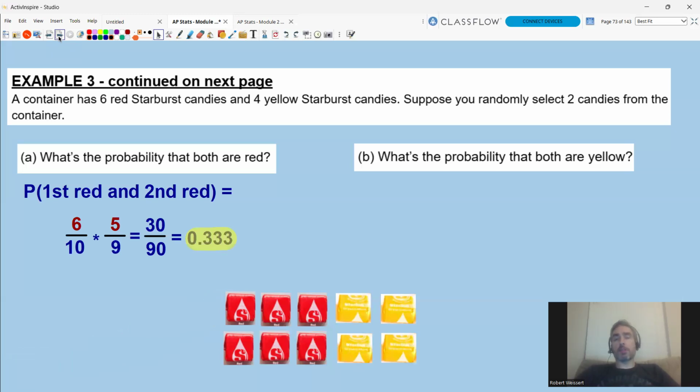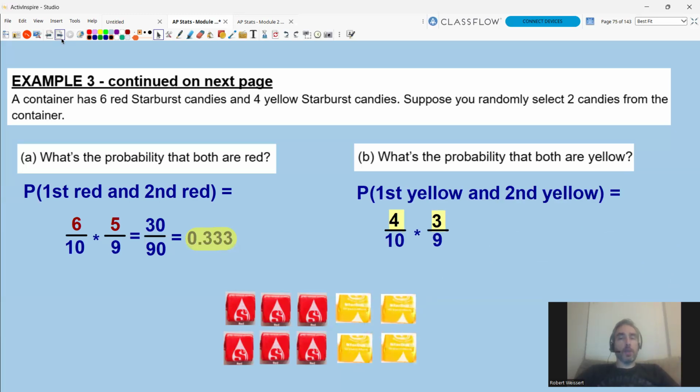Well, how about part B? What's the probability that they're both yellow? You're going to do the same thing. Although in this case, if we're going to take a yellow out, 4 out of 10 is going to be your first draw, but only 3 out of 9 on your second draw. So when you set that up, it's going to look like first yellow, second yellow, 4 out of 10 times 3 out of 9, which is going to be 12 out of 90, which will give you about 0.1333.